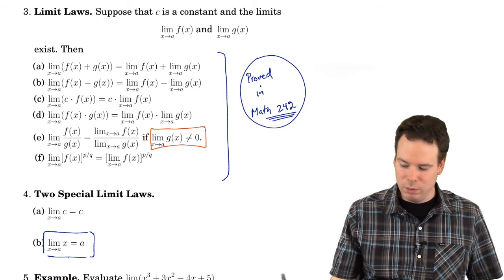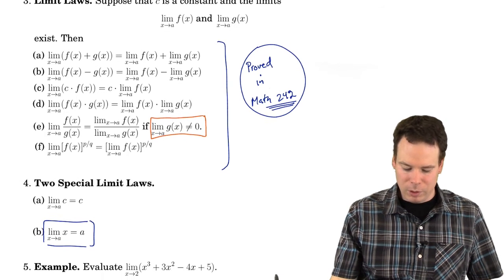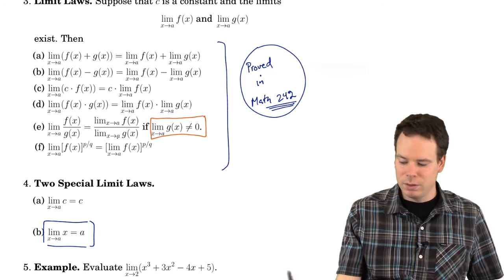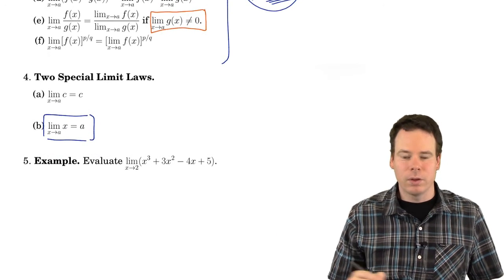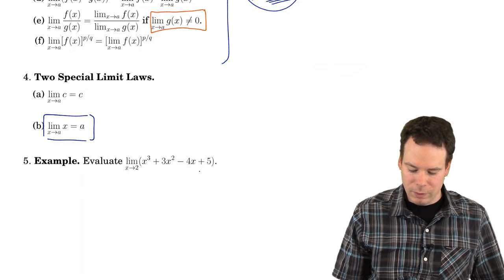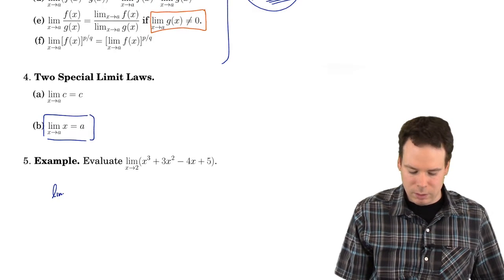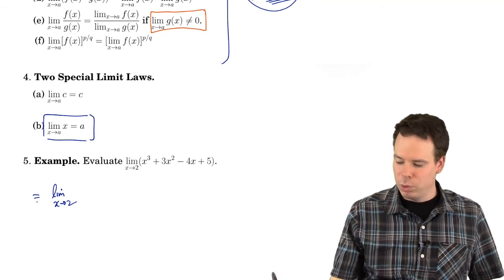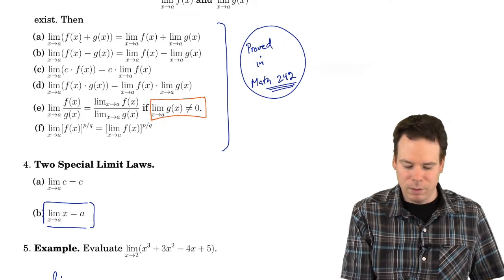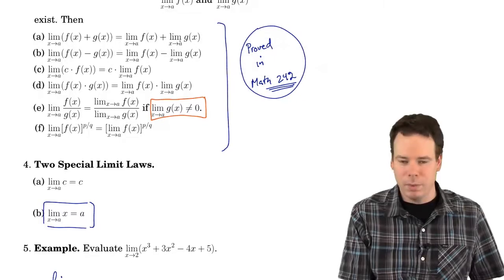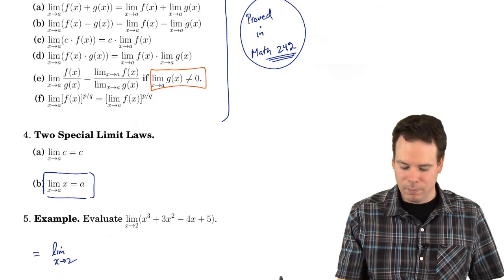And using these two special limit properties, as well as the more general ones above, we can start working out values of limits rather quickly. So let's evaluate this limit. The limit as x goes to 2 of this polynomial: well, I can use the property above that tells me that if I want to work out the limit of a sum, I just need to work out the sum of the individual limits.